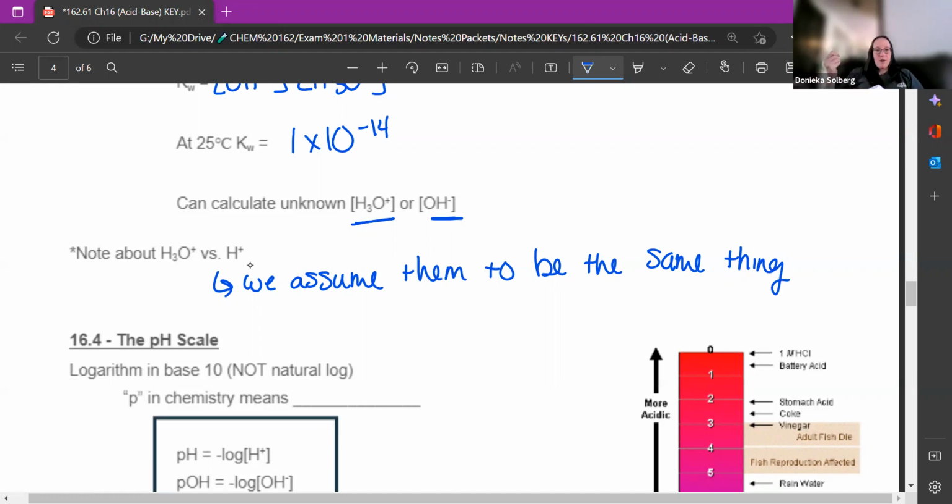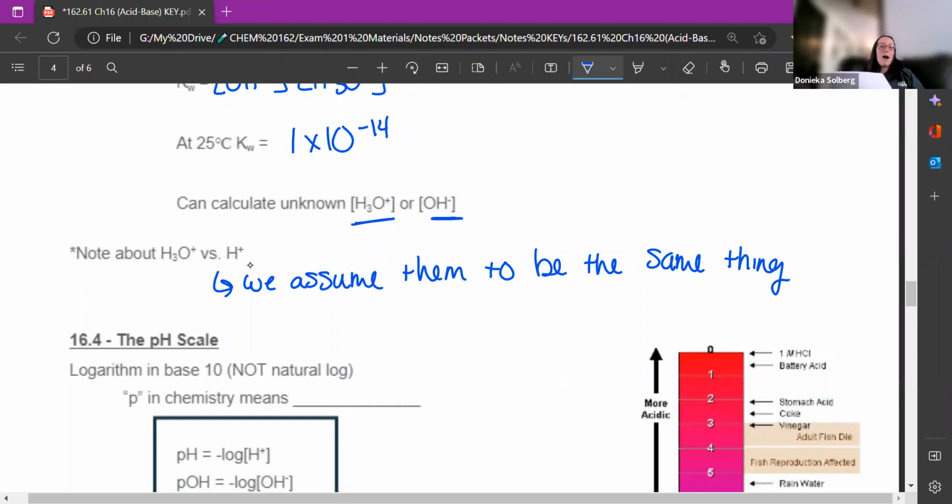Hydrochloric acid gives off H plus. That's kind of what we're thinking. But in all honesty, that H plus attaches to a water and you get hydronium. So we kind of talk about them as the same thing. So when we start talking about pH and things, I'm really talking about H3O plus when I say H plus.